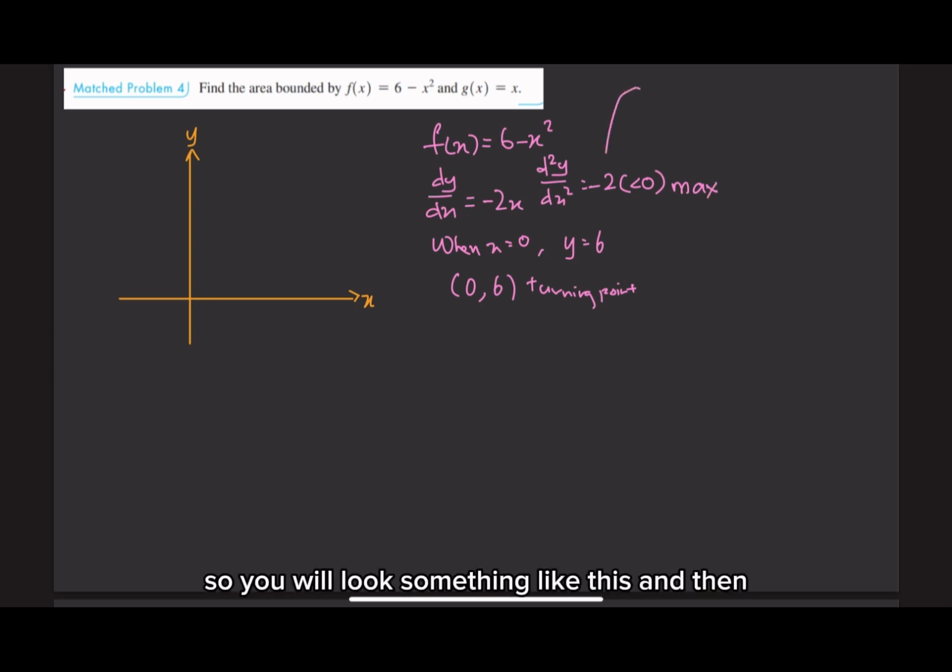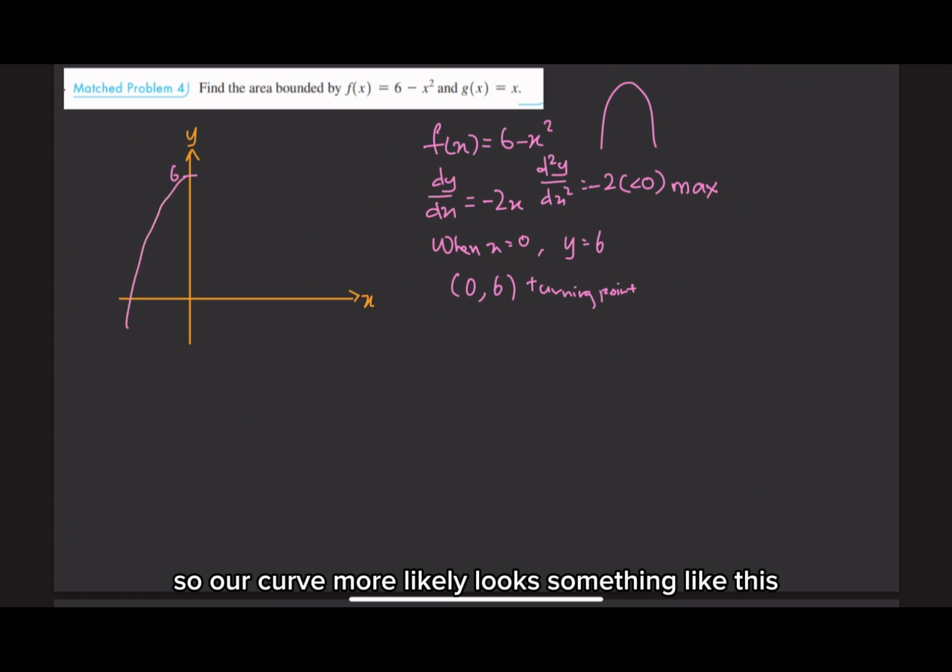So it will look something like this, like an upside down u, right? So our turning point is 0, 6, right? So we get x equal to 0 and y equal to 6. So our curve most likely looks something like this.